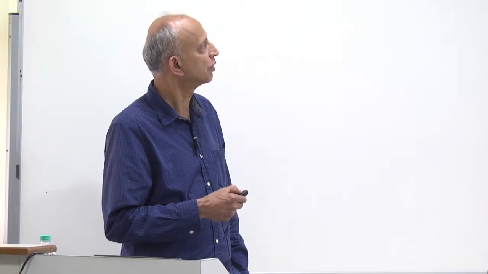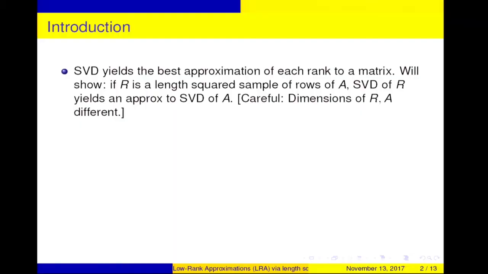Okay, so SVD, again, I'm just repeating this. SVD is the best approximation of each rank. What we will show is that if I pick a length squared sample of just rows of A, and I do SVD on R, just on that matrix, that gives you a decent approximation to the SVD of A. Now you have to be a little careful. A's dimensions are different, right? So you have to relate the SVD of R to the SVD of A in a nice way. We'll see that. Okay?